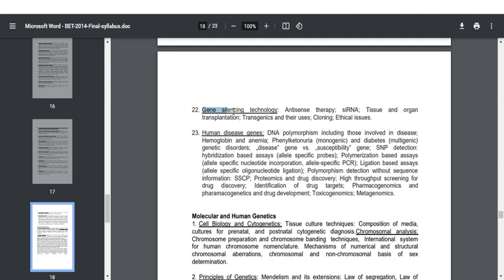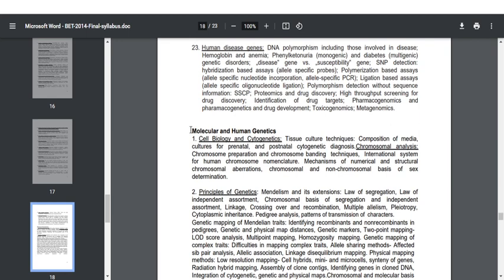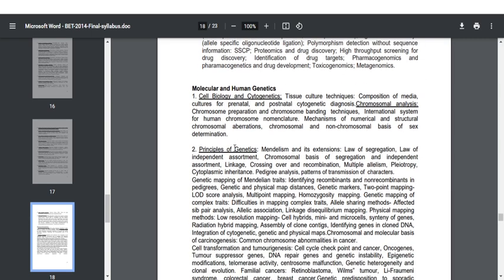Next, you should also know about gene silencing technology. No need to study human disease genes, which is topic 23 coming under medical biotechnology. No need to study that. Molecular and human genetics is a more scoring unit. You can find at least 10 to 15 questions coming from molecular and human genetics.